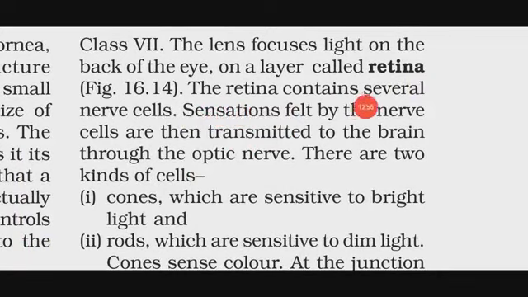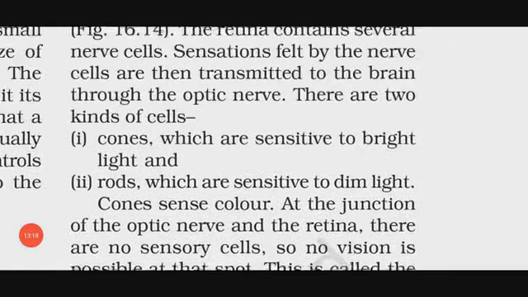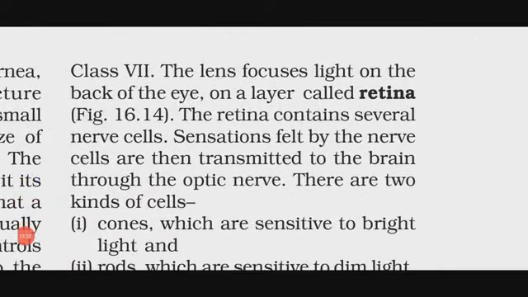The retina contains several nerve cells. Sensations felt by the nerve cells are then transmitted to the brain through the optic nerve. So this retina consists of several cells. Okay, and the function of the cells is that they will sense that image. So the sensations felt by the nerve cells are then transmitted to the brain through the optic nerve.